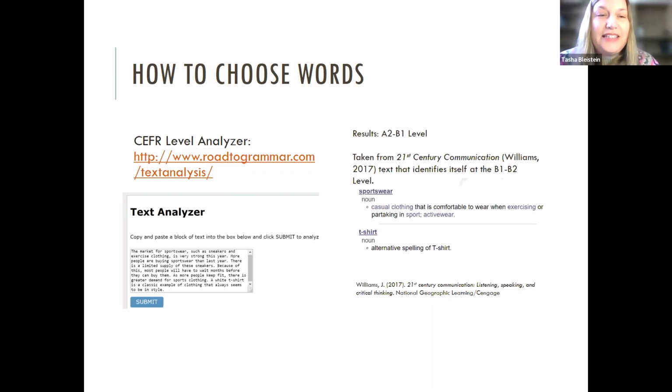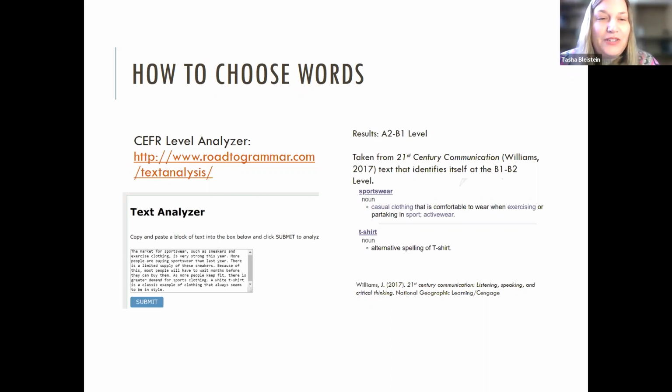I plug it in, I see what level it is, and it tells me A2. A2 translates to a beginning high or novice high level. And then I can look at other things I want to use with those same learners, and I can plug those in and I can say, oh, they're testing at the same level.